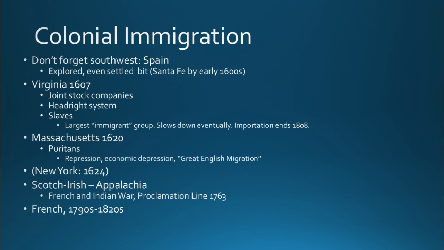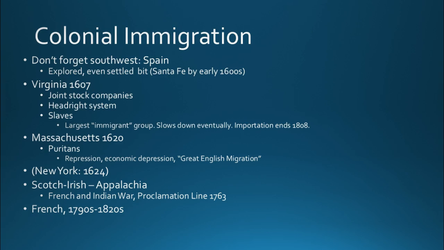Slave importation slows down eventually in the 1700s. Why? Because you got enough slaves here that you can depend upon trafficking in human beings who are born here. You don't necessarily have to pay to have them brought over on a ship. The U.S. Constitution, 1787, mandates that by 1808 the slave trade into the country ends. Now, that doesn't mean you can't own slaves, and it doesn't mean you can't buy and sell them inside the country. You simply can't import anymore. And since we're talking about immigration, this is of significance to us.